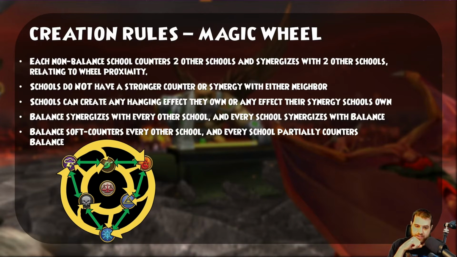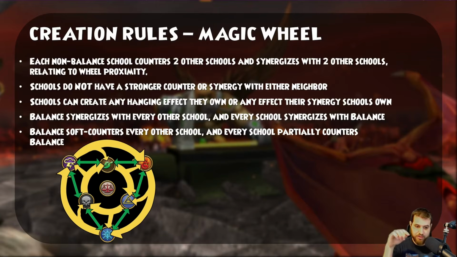Balance soft counters every other school, and every school partially counters balance. This is where balance is not able to hard counter, and what I mean by that is it cannot remove board state. It's not going to clear a shield, but it might swap it around. It might echo it, which means duplicating it, essentially. But yeah, that's a pretty hard rule for balance.